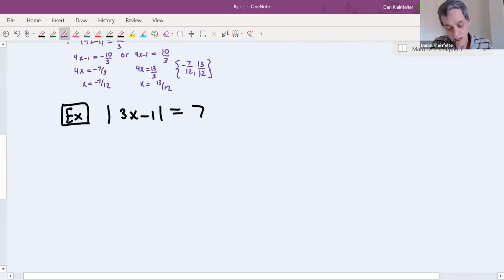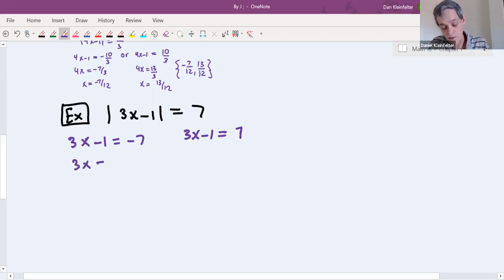Okay, one more of these, and this one, the absolute value piece is already isolated. We have the absolute value of 3x minus 1 equal to 7. So we can say, I don't know what x is, I don't know what 3x minus 1 is, but it's 7 units from 0. So that means it either needs to be at -7, or 3x minus 1 is +7. Okay, one or the other. So we'll solve each of these equations separately. 3x, we're going to add 1. 3x is -6, and that makes x be -2. Here, 3x is 8, so that x is 8/3.